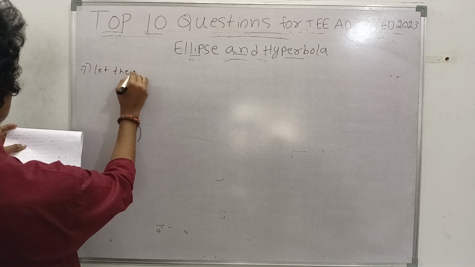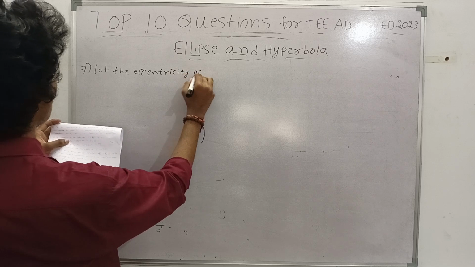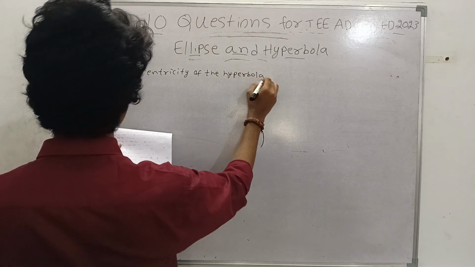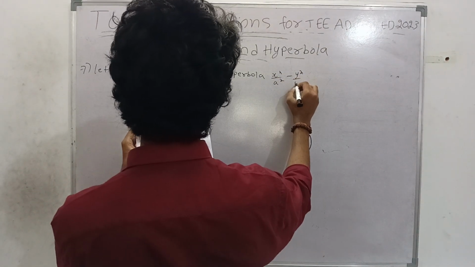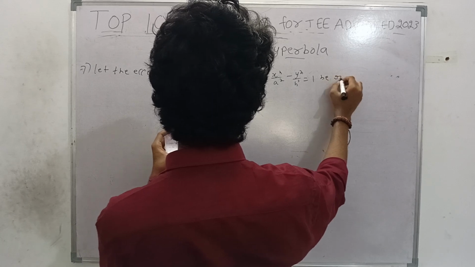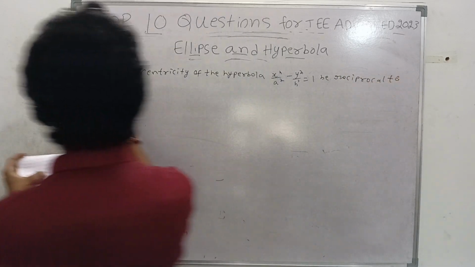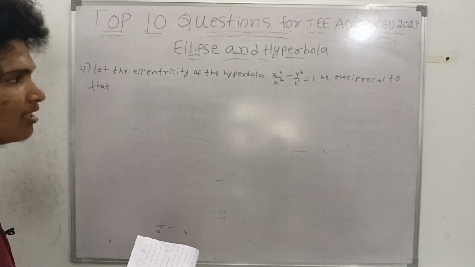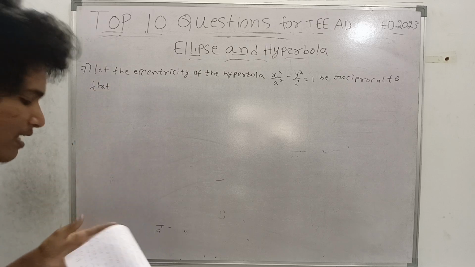Let the eccentricity of the hyperbola x square by a square minus y square by b square equal to 1 be the reciprocal. The questions are repeating, you have to observe carefully. Hyperbola eccentricity can be given, and the ellipse eccentricity is a reciprocal of the hyperbola eccentricity, like this they are saying.